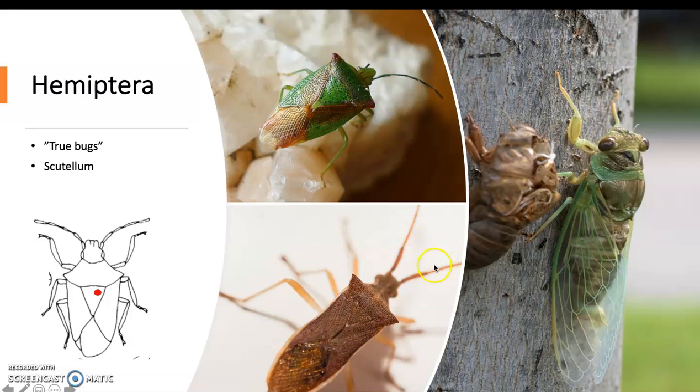Hemiptera are true bugs. True bugs are little leaf hoppers or other things like cicadas, and the easiest way to tell a true bug right away is they have something known as a scutellum, which is this upside down triangle, and you will pin the true bug right through that scutellum.